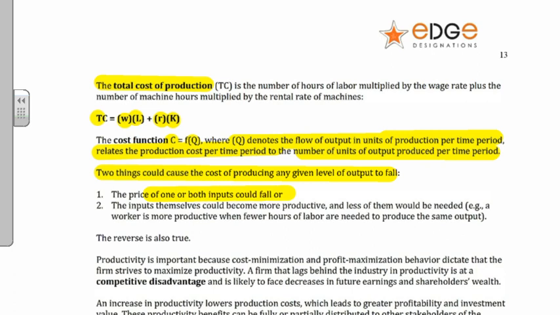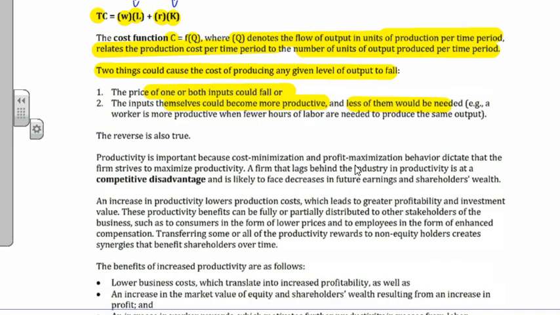The price of the inputs falls, either labor or capital, and the inputs themselves could become more productive. Let's say the laborers can do what they did before in much quicker time, and fewer of them would be needed. And the reverse is also true.